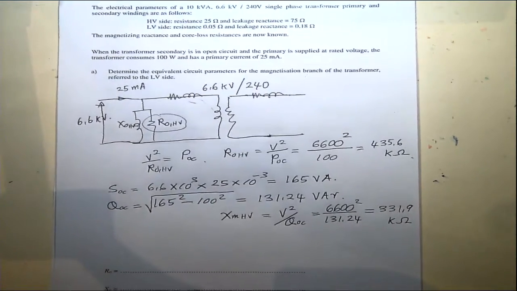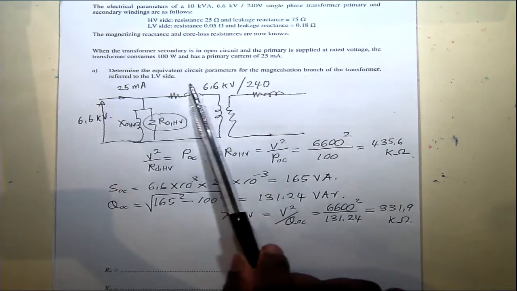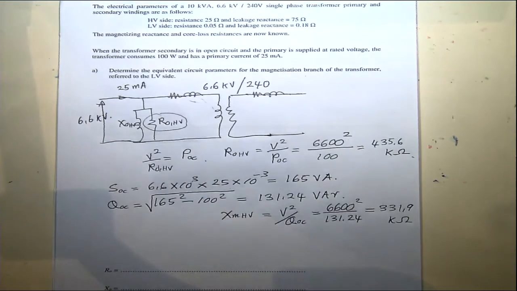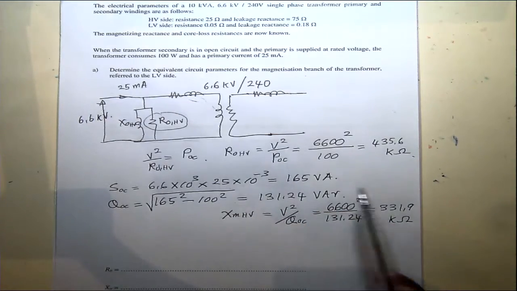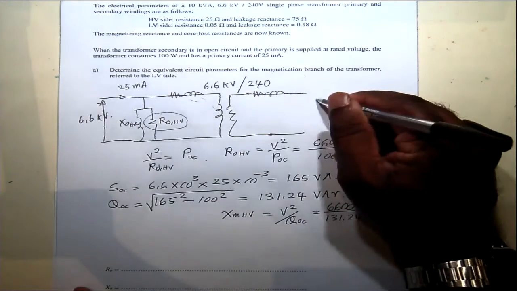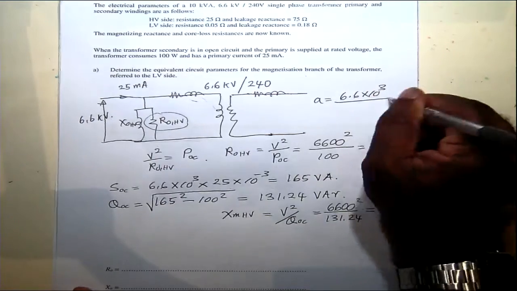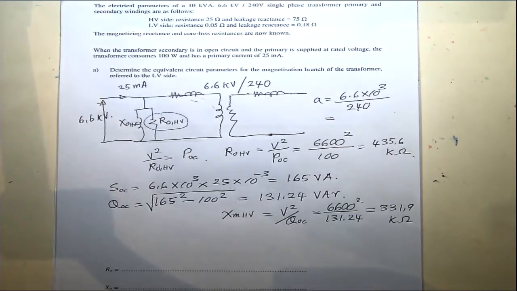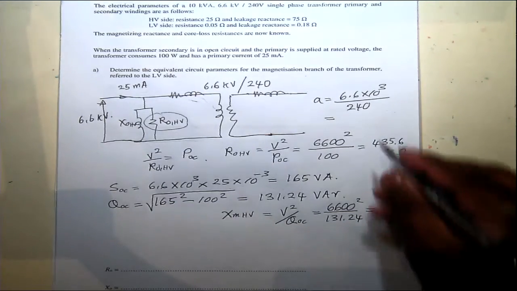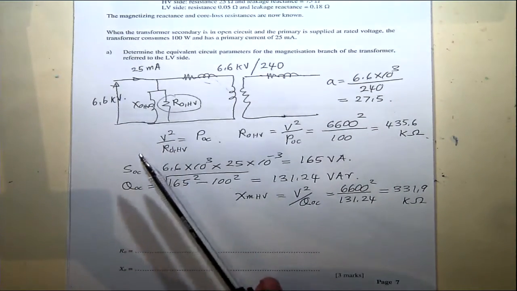Kilo ohm. Both these quantities are on the high voltage side, but we want the value from the low voltage side. So we need to transfer everything to the low voltage side. We need to either multiply or divide by the turns ratio. Here the turns ratio is 6.6 times 10 to the power 3, the primary voltage divided by the secondary voltage. So that's 27.5.